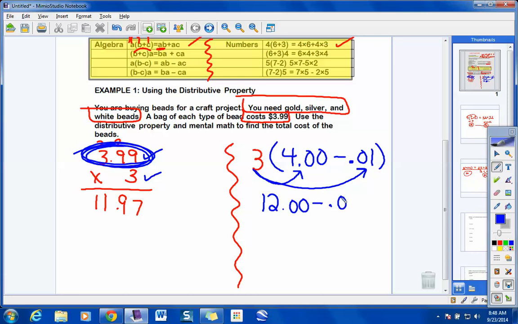I have a question now. Mentally, in my head, I'm not even writing this down. I'm saying, okay, it's $12 minus 3 cents. What is $12 minus 3 cents? $11.97. You see how I come up with that using distributive property? Yes? Okay. I'm just going to show you something here real quickly mentally. This is $11.97.